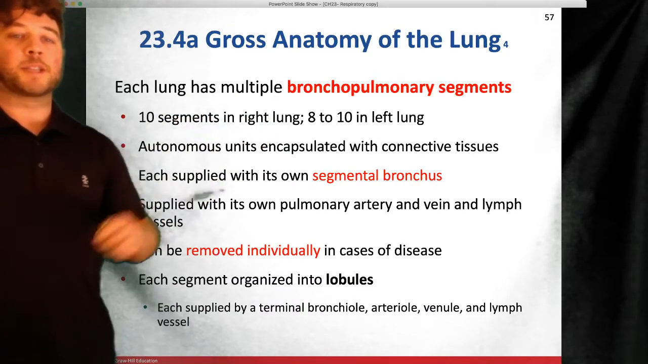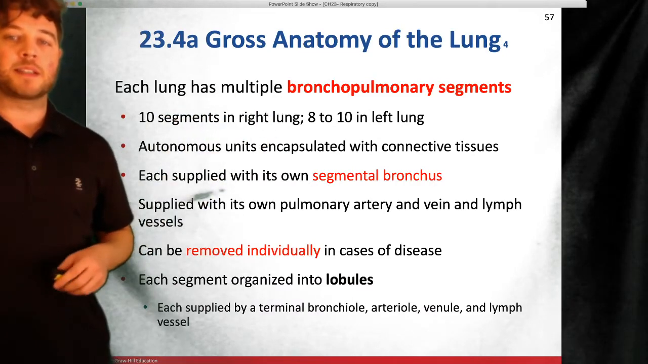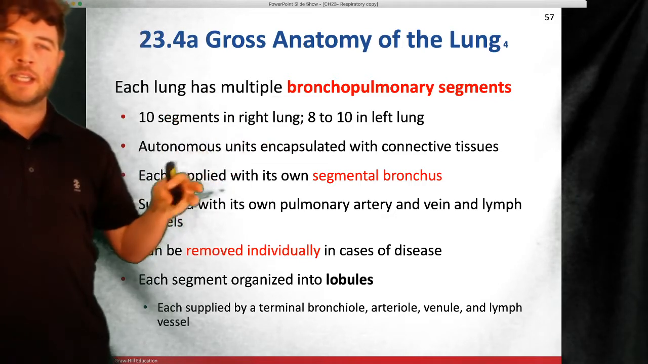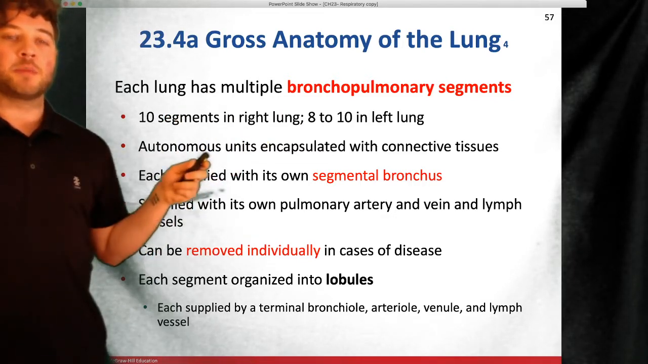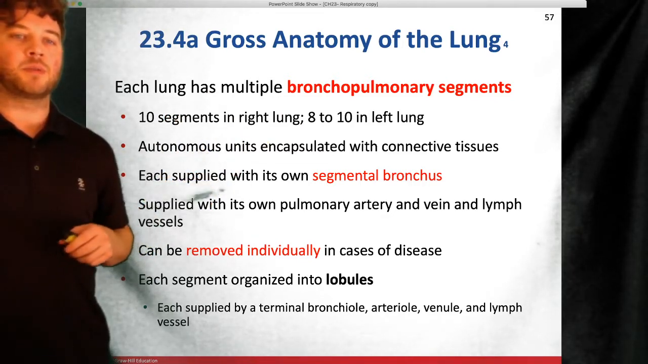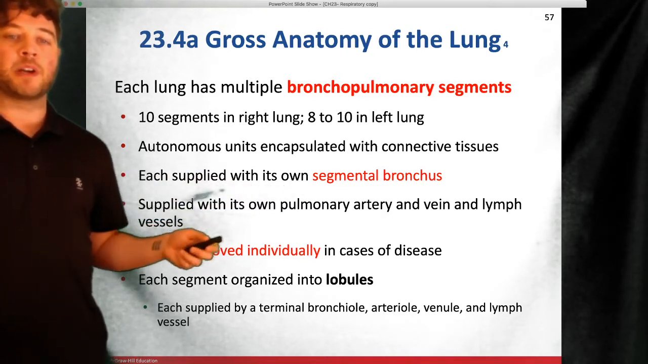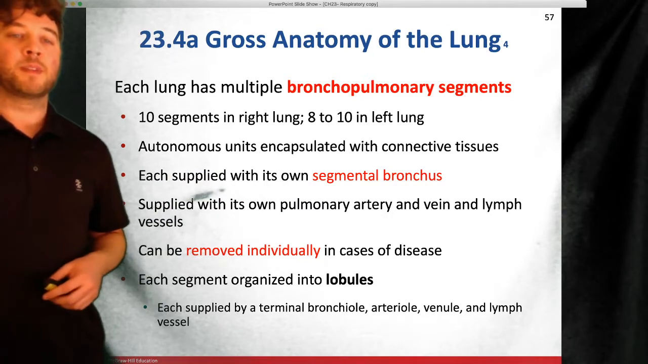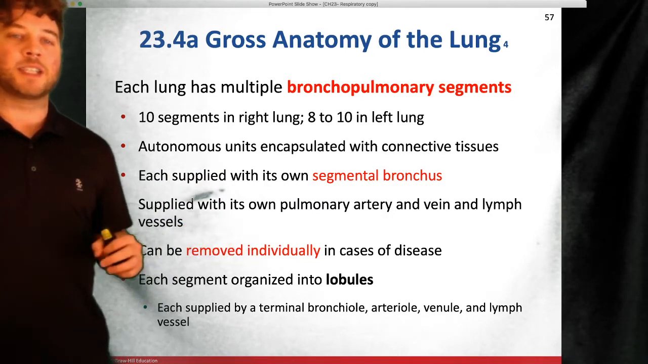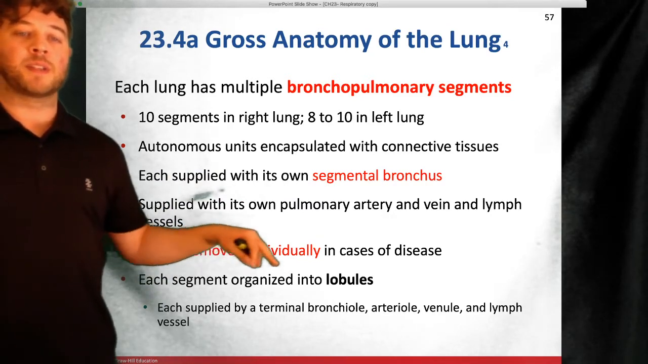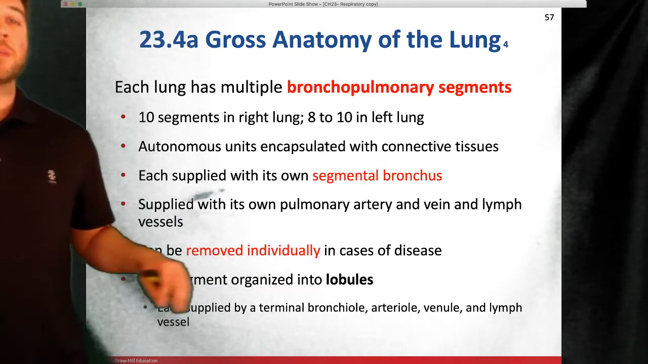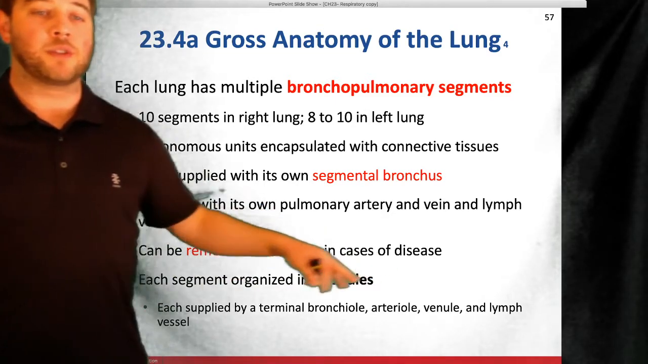Each lung has multiple bronchopulmonary segments, 10 in the right, 8 to 10 in the left. These are autonomous units encapsulated with connective tissue, each supplied by its own segmental bronchus, its own pulmonary artery, vein, and lymph vessel, that can be removed individually in cases of disease. And each of those segments is organized into lobules, supplied by a terminal bronchiole, arteriole, venule, and lymph vessel.